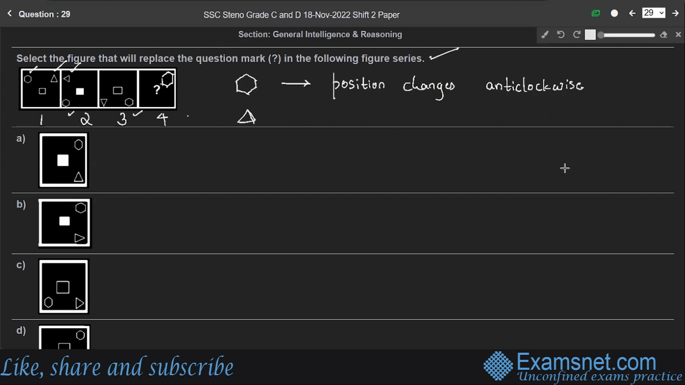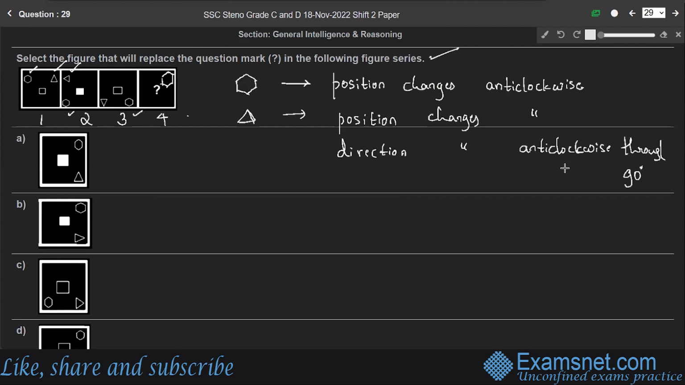It is rotated through 90 degrees, again in the anti-clockwise direction, right? Therefore, position as well as direction changes. Here also the position of the triangle changes anti-clockwise, same as before, and the direction also changes anti-clockwise through 90 degrees, right?